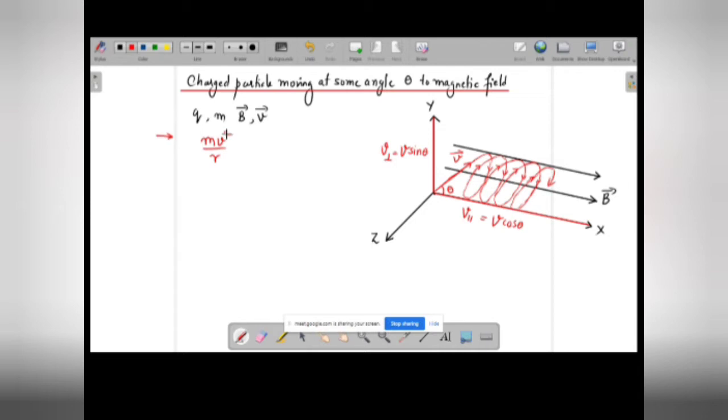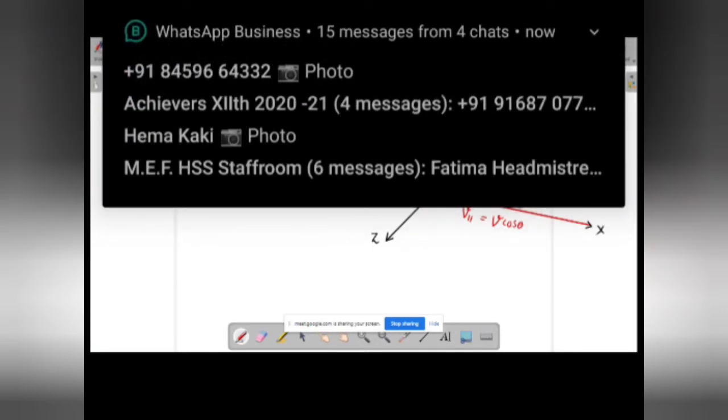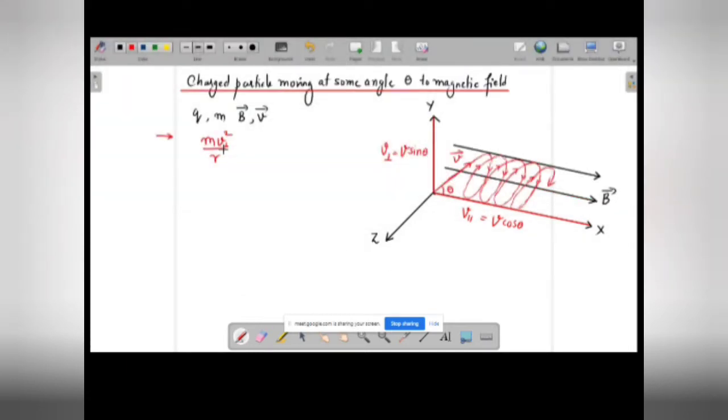But which v is responsible for the circular path? The perpendicular component of the velocity is responsible for the circular path. That is why I am going to put a suffix perpendicular here. So v over here is going to be the perpendicular component of the velocity, since it is responsible for that circular path, which is possible due to the centripetal force. Okay, that is why we are putting v perpendicular here. So this centripetal force is equal to the Lorentz magnetic force, which is given by Q into V into B.